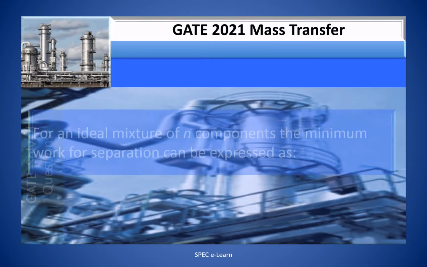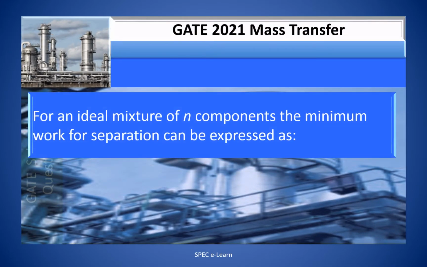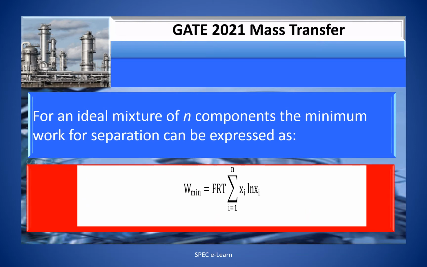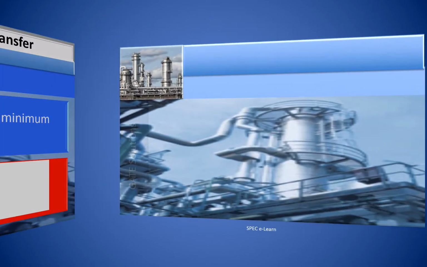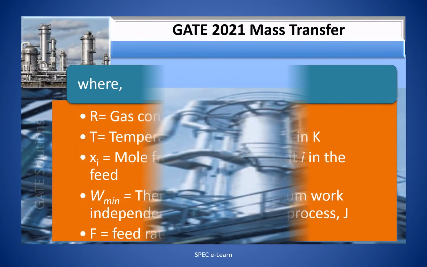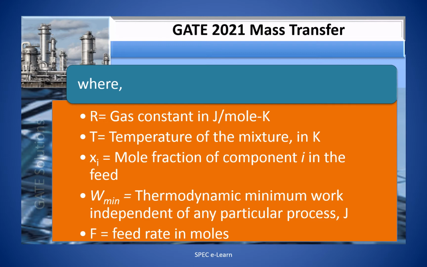For an ideal mixture of n components, the minimum work for separation can be expressed as W minimum equal to F R T sigma i equal to 1 to n x_i ln x_i, where R is the gas constant in joules per mole Kelvin, T is the temperature of the mixture in Kelvin, x_i is the mole fraction of the component i in the feed, W minimum is the thermodynamic minimum work, independent of any particular process, in J, F is the feed rate in moles.